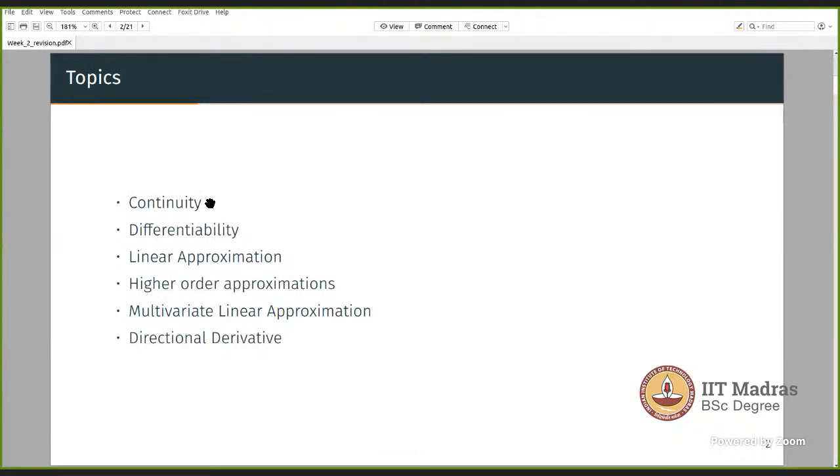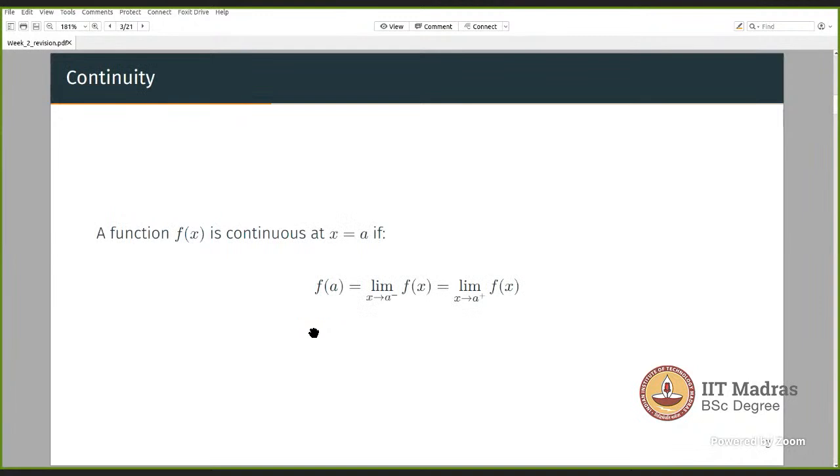So let's say you are given some function and you have to check whether it is continuous or not, or any other sort of question. Let's say the function is continuous and find these values. So these kinds of questions you can get from continuity and differentiability. And then linear approximation and its different variations, like when the approximation is linear, or the approximation contains higher order terms, or the function for which you want to find the linear approximation has more than one variable, and then derivative in a particular direction. So these are the most relevant topics out of this week. So let's go over them one by one.